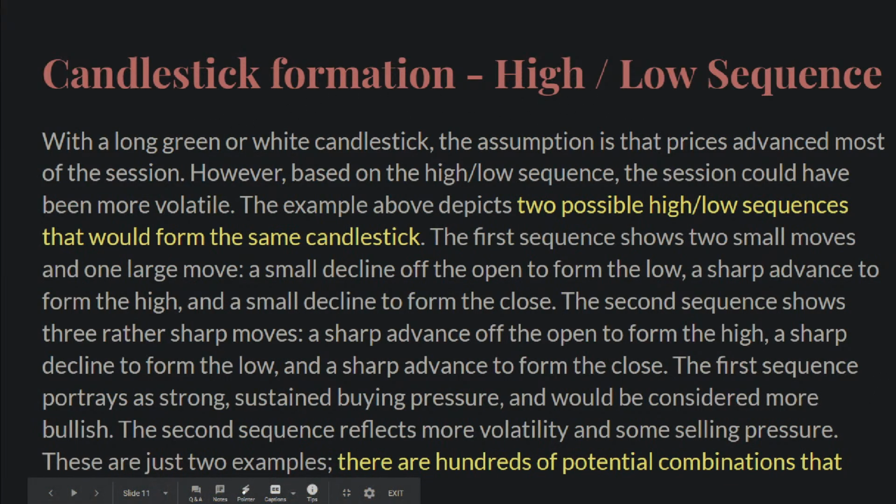With a long green or white candlestick, the assumption is that the price. Sorry, hold on 2 seconds.